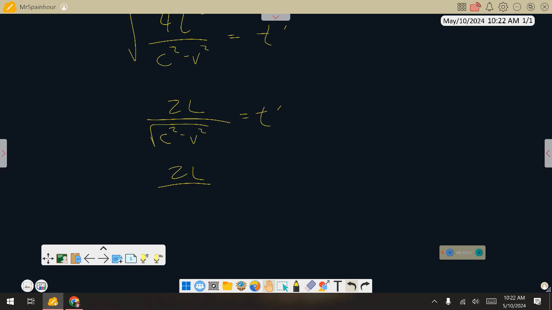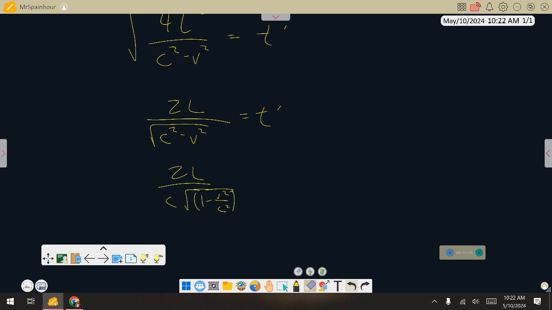No. Where did the c squared go? Hold on a second. Let's do it like this first. You're right-ish. That's essentially what it is. Okay. Now what can I do with this? Since they're multiplied, yep, we can square root it. So now I've got this.